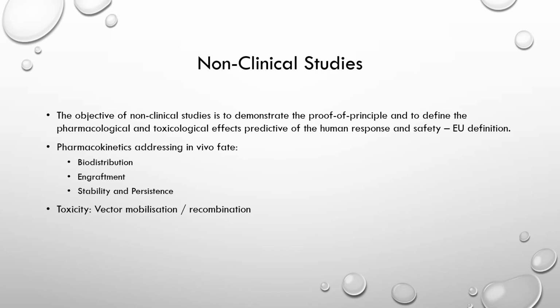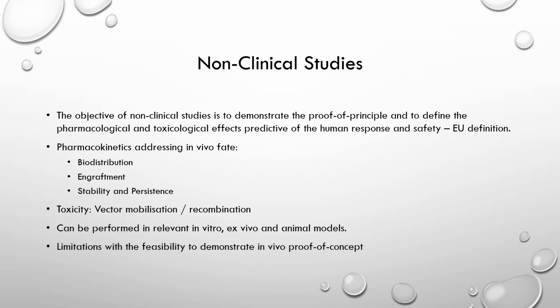Recombination, again, this is looking at the potential for the formation of replication competent lentivirals. Again, you need to justify that these studies can be performed in relevant animal models. So you need to have in vitro studies. You will perform in vitro studies anyway as part of your development, and ex vivo and animal models. And you just want to show proof of principle and sometimes proof of concept.